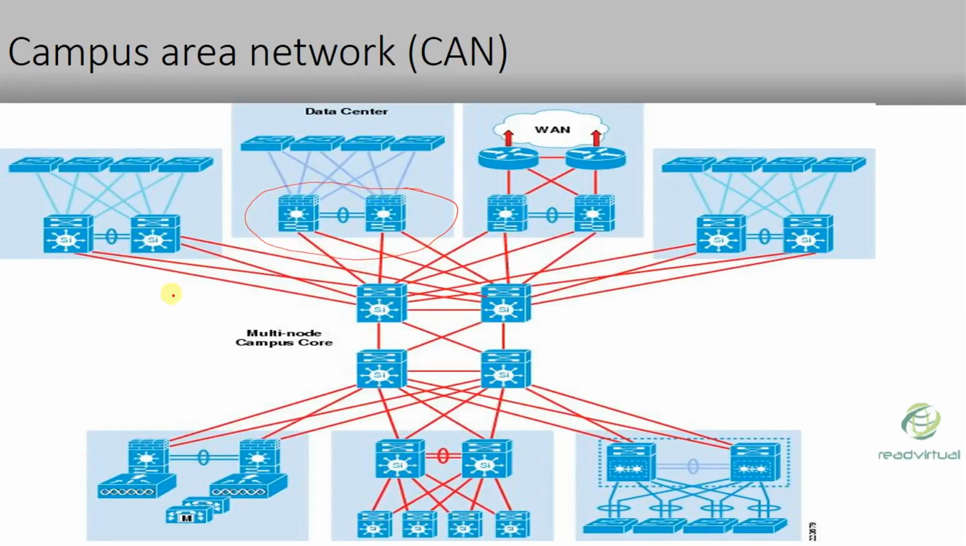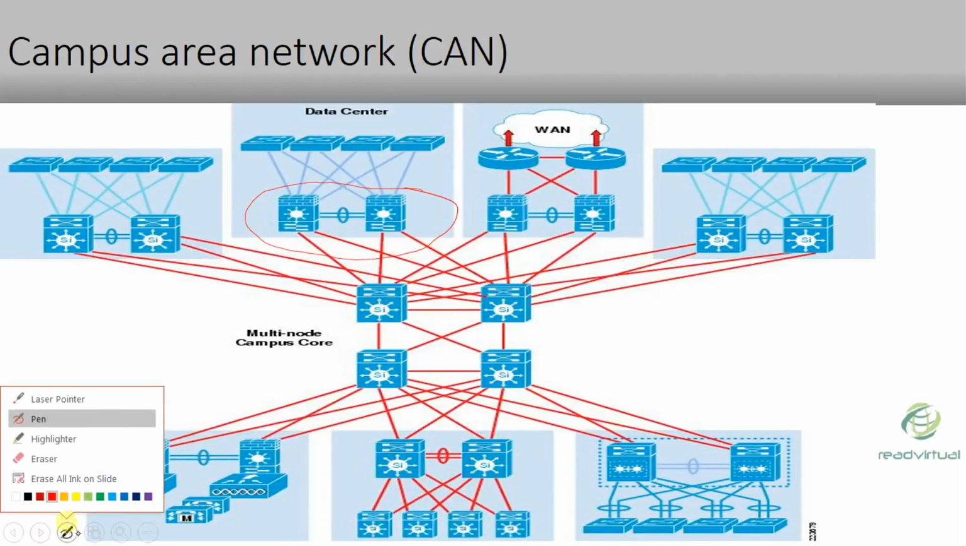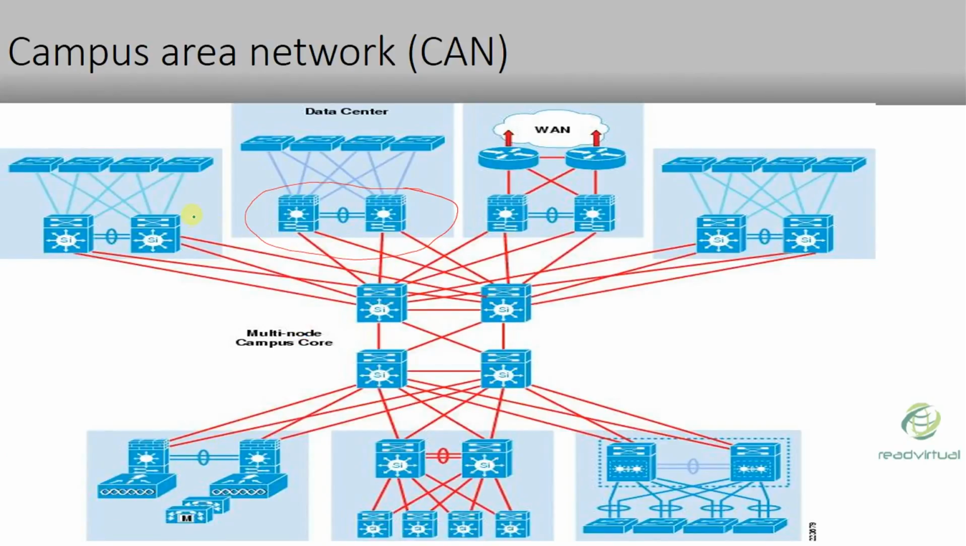I will choose another color because here I already linked this one with the red one. So we have different modules connecting to the other zones, and other network topology designs, like WANs, for example this one, and here is the campus. This is the overall picture of the campus area network.